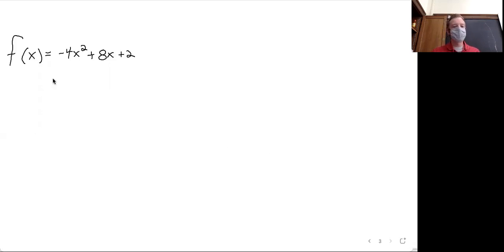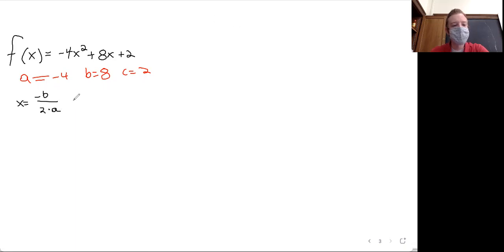All right, let's talk through this real quick. First up, we need to identify A, B, and C. In this case, A is -4. B is going to be 8. And then C is going to be equal to 2. So we're using our same formula as before: x equals -b divided by 2 times A.